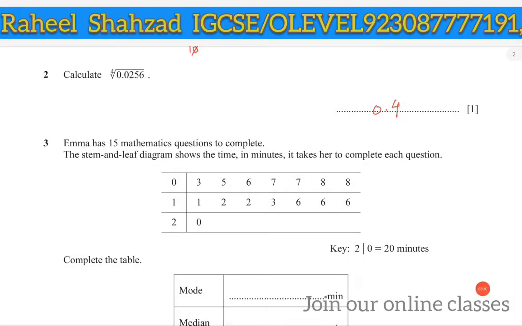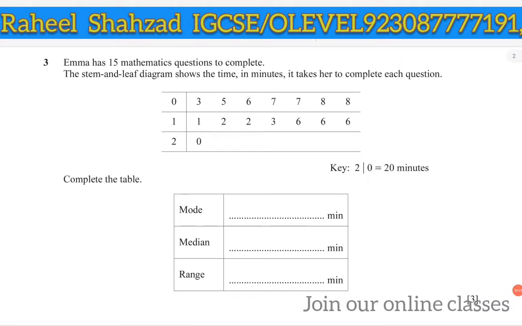In the next part, we have question number 3 that says Ima has 15 mathematics questions to complete. The stem and leaf diagram shows the time in minutes it takes her to complete each question. So this is important. In a stem and leaf diagram, you should clearly mention that there are 15 questions, the total number of questions, total number of players, whatever it comes, and this is the key, meaning if it is written in this way 20, that means 20 minutes. So data is given here.